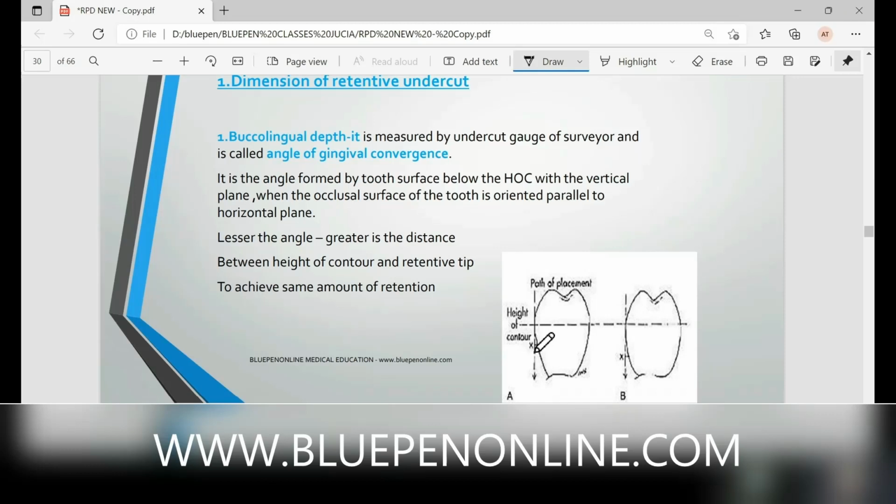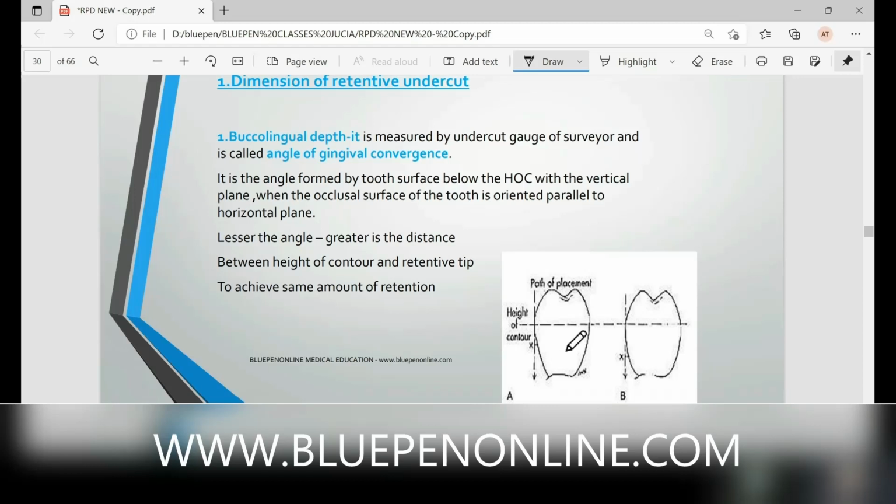See this x here, this is an angle. This angle is very important. This angle is known as the angle of gingival convergence. This angle has a name: the angle of gingival convergence. It is the angle that is formed by the height of contour and this vertical line.